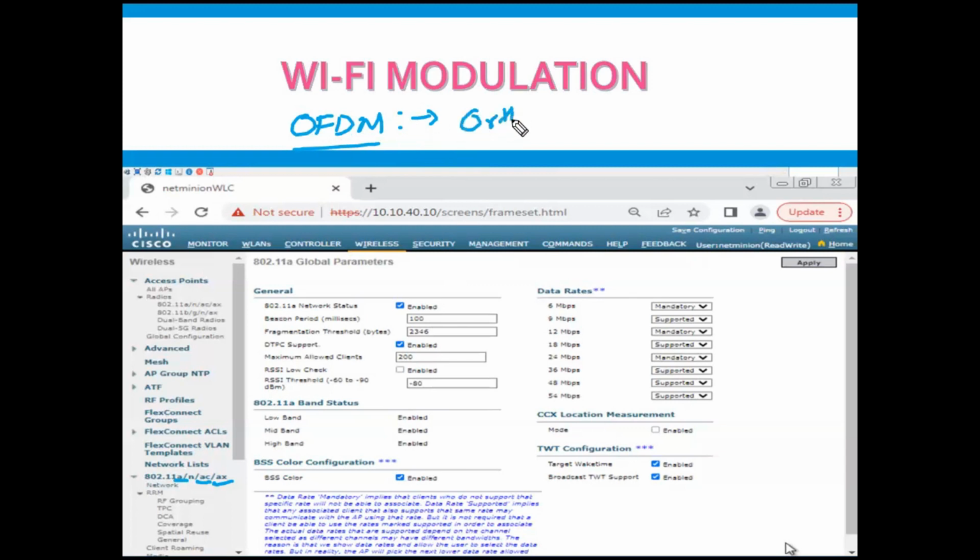It is known as orthogonal frequency division multiplexing. Okay.